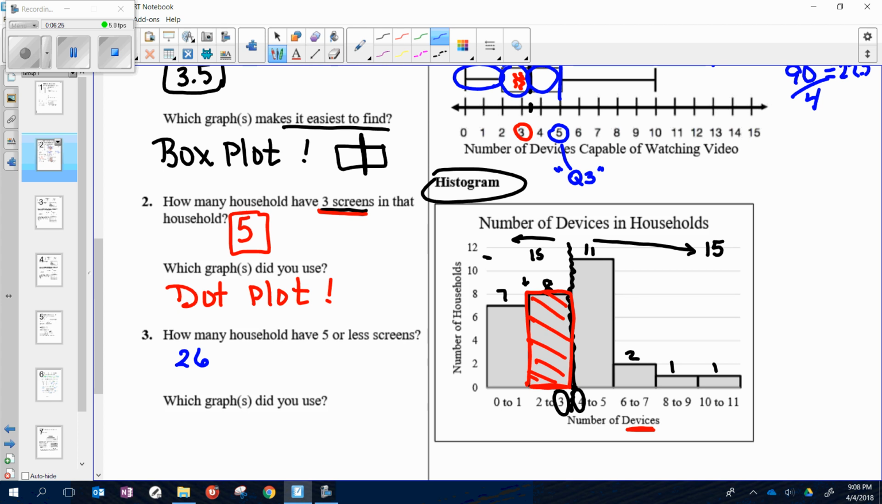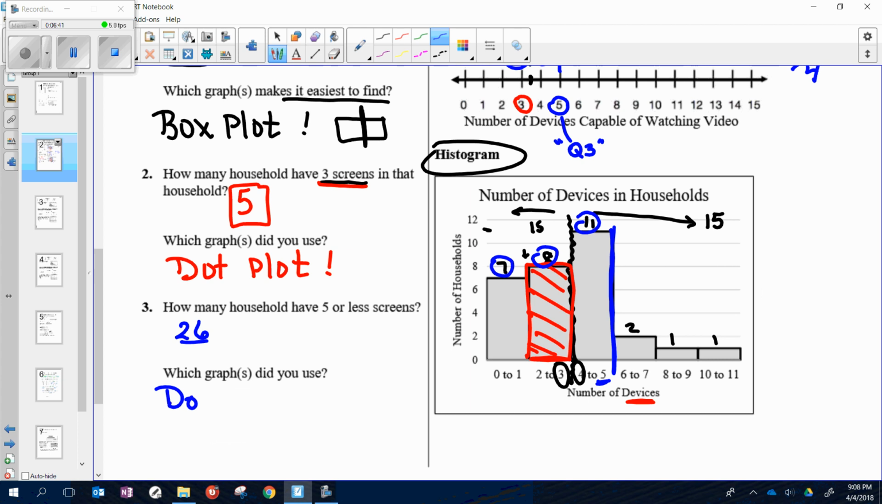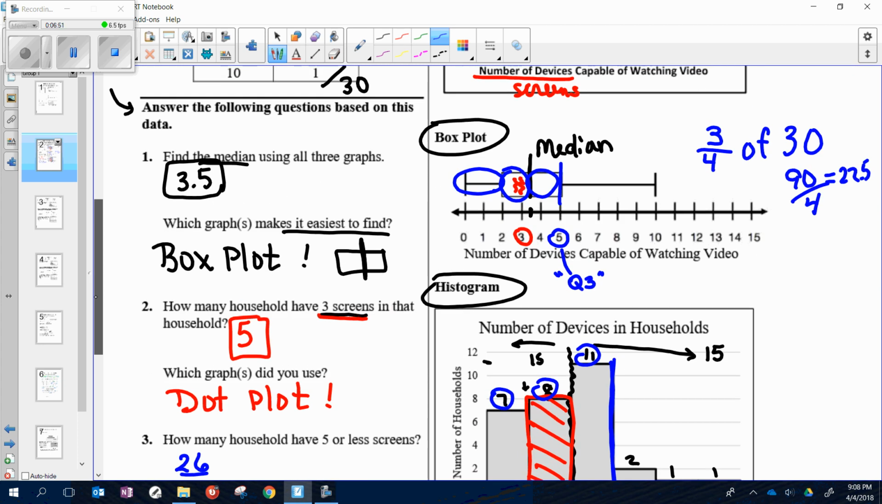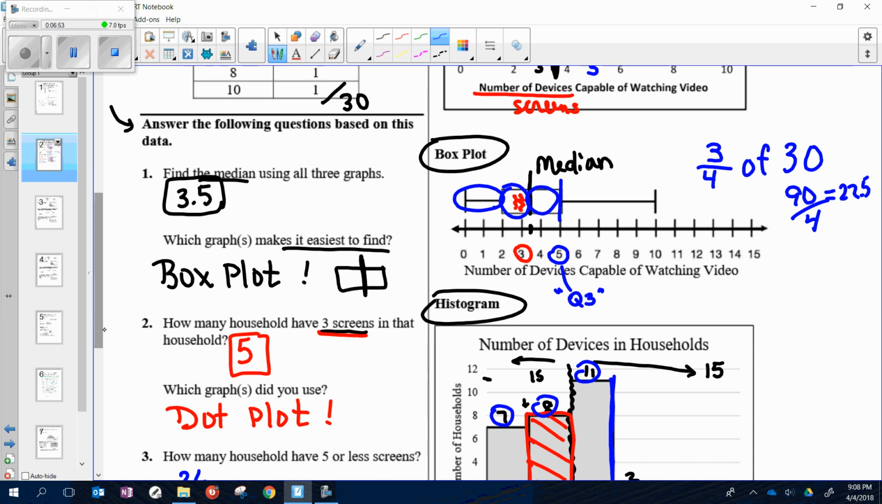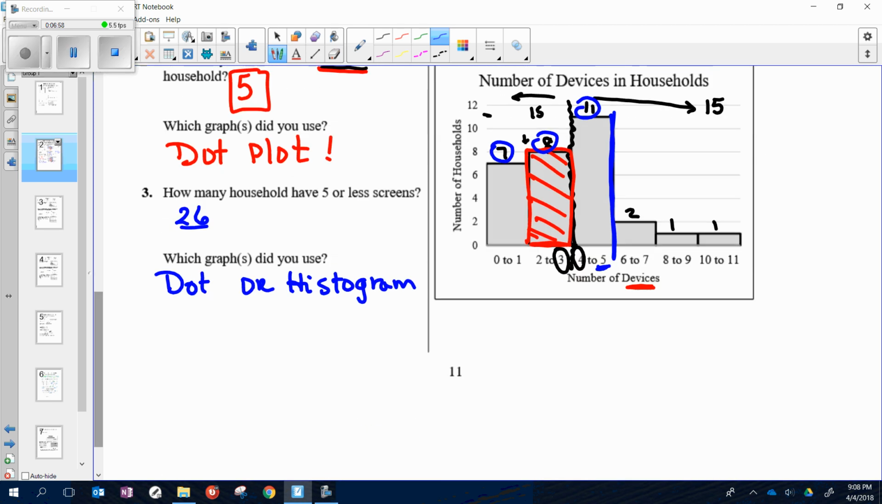The histogram is not too bad. If you add up 7 plus 8 plus 11, because that takes us to the end of the 5s, right? 5 or fewer would be 7 plus 8 plus 11. Yep, it's 26 again. The easiest graph to use, I would say, would be the dot plot, or you can use the histogram. So you can clearly see, if you look back at those answers, that some graphs show things better than others. Box plot, dot plot, histogram, all were used at different times.